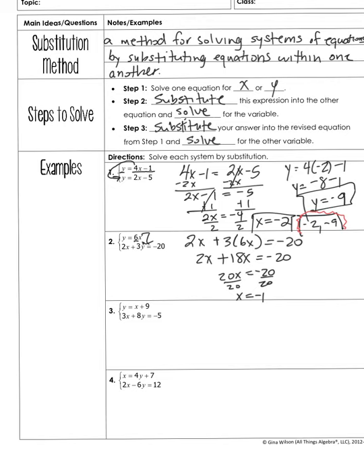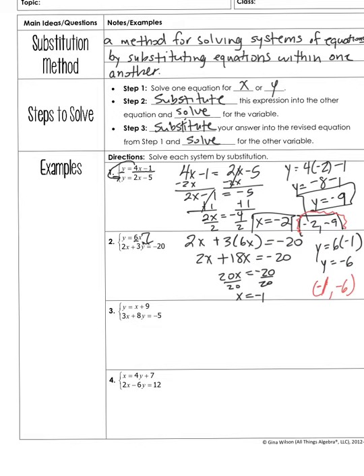And I'm going to use the first equation to solve for y. So I'm going to substitute negative 1 in for x. 6 times negative 1 is negative 6. And the solution is negative 1, negative 6. Okay, number 3.